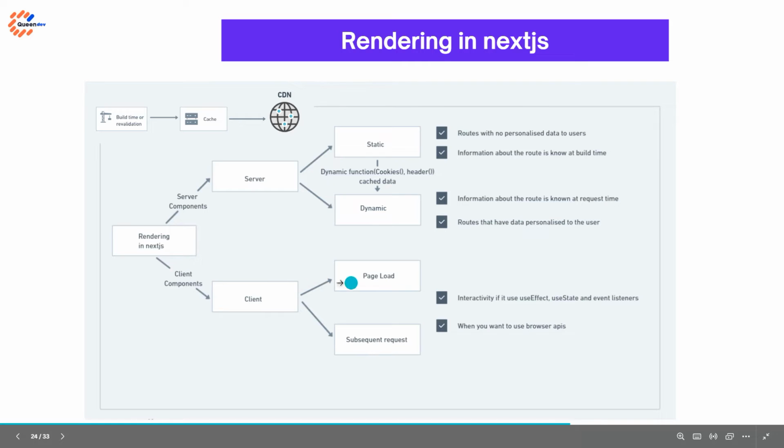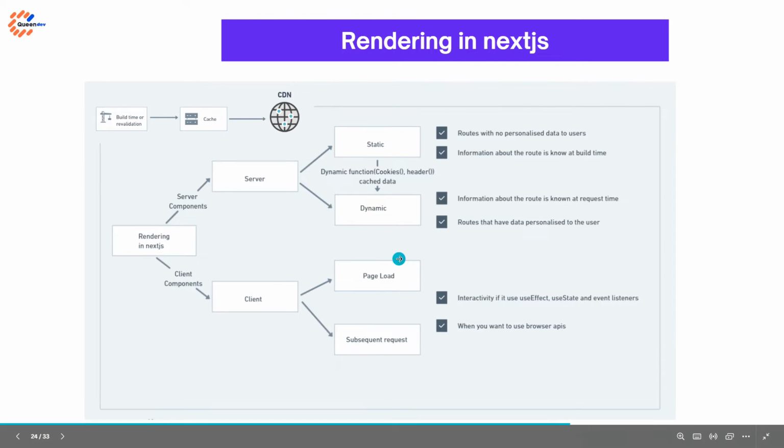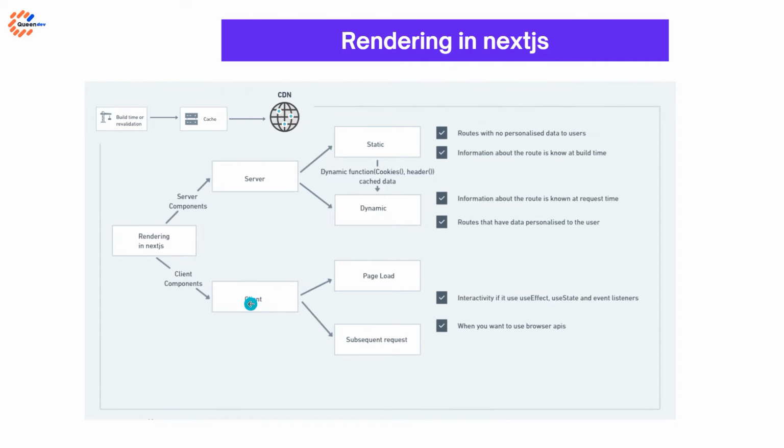So coming to client components here, we have initial page load and subsequent requests. With client rendering, when the page first loads, it's going to go through this exact process here for static rendering. It's going to build our application, cache it and push it to a CDN, and we're going to see the actual content of the page because the HTML was built on the server and sent to our browsers. So we are able to see actual content.